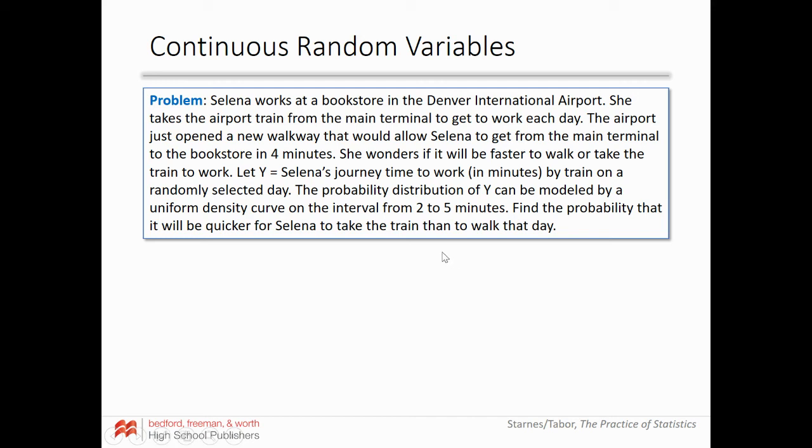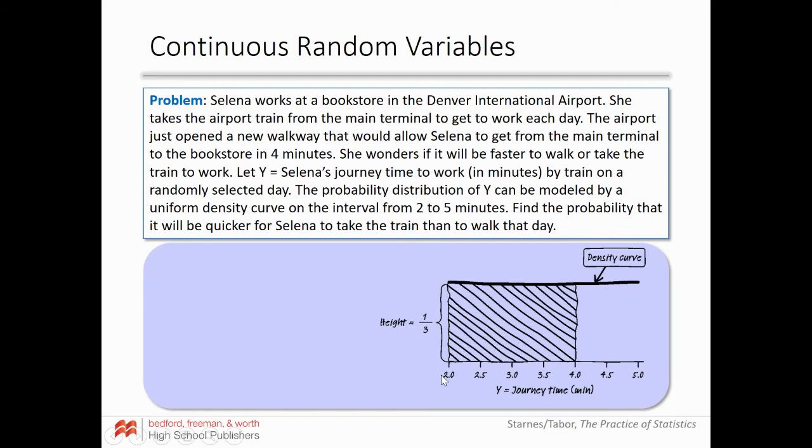So interval from 2 to 5. To find the height of my density curve, again, that's always based on the width of my interval, which is 3, right? 1, 2, 3. And I know the area under my curve has to be 1. The way to find the area of a rectangle, if it's a uniform distribution, it's always a rectangle, is width times height. My width is 3. 3 times height equals 1. My height is 1/3. That's how I find the height of a density curve.